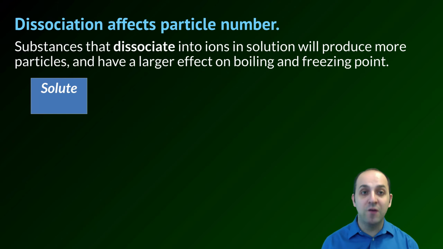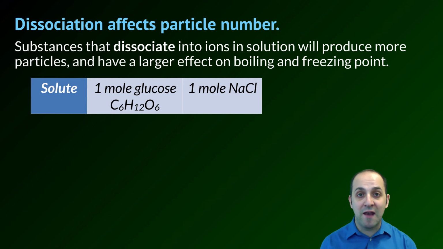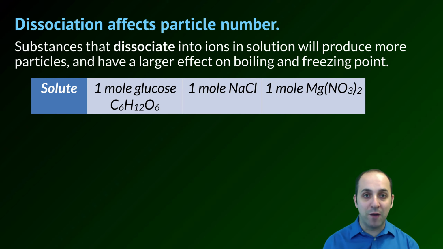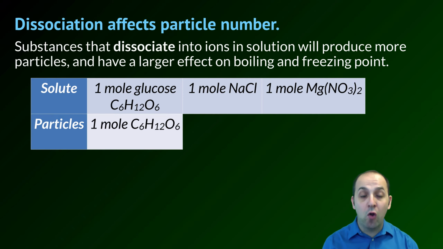I've got 3 different solutes here. I've got 1 mole of glucose, 1 mole of sodium chloride, NaCl, and 1 mole of magnesium nitrate. Let's look at the number of particles that they produce. 1 mole of glucose is going to produce 1 mole of glucose particles in solution, because glucose does not dissociate when it enters into solution. The glucose molecules remain intact.